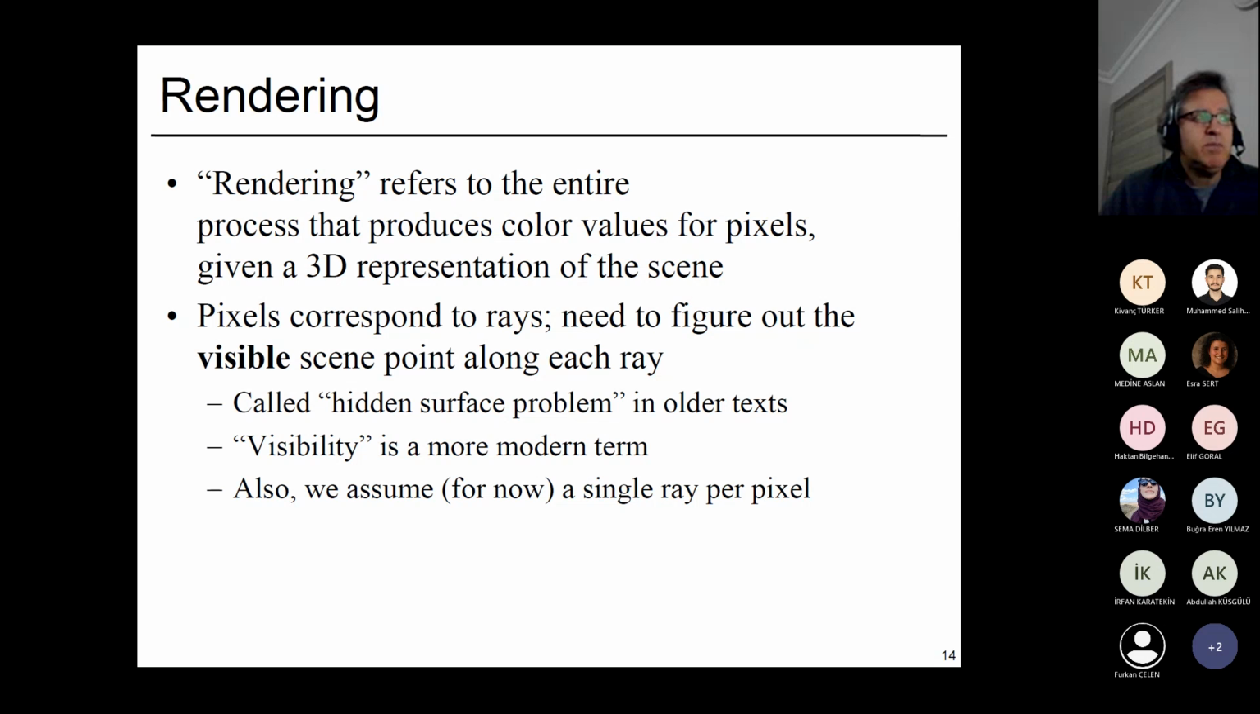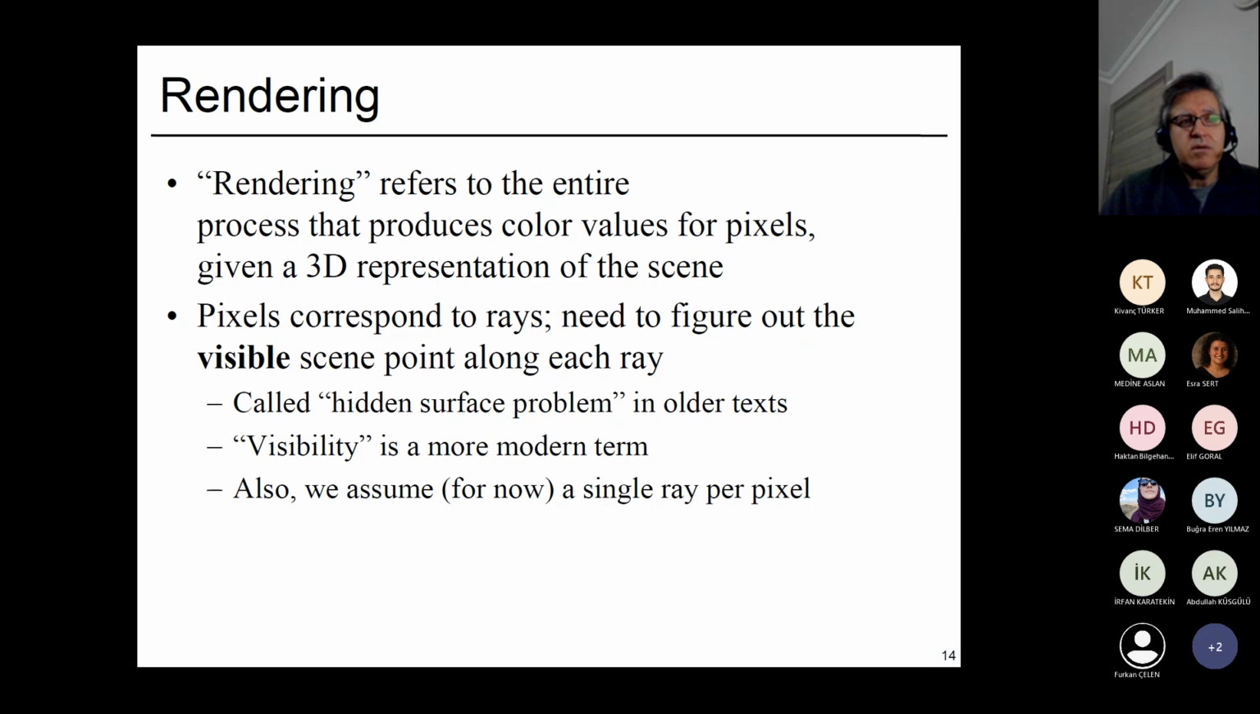If we convert pixels to rays and figure out the visible point that contributes to that pixel, or is visible by that pixel, then we can generate this rendering. And this process is sometimes called the hidden surface problem or visibility problem.